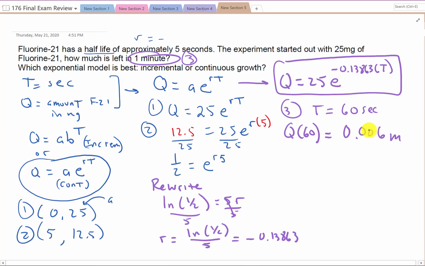All right, this thing has a fast decay rate. In 5 seconds, half of it's gone. In 60 seconds, it's almost all gone. The decay of the fluorine 21 has virtually used up the entire mass of the fluorine 21.